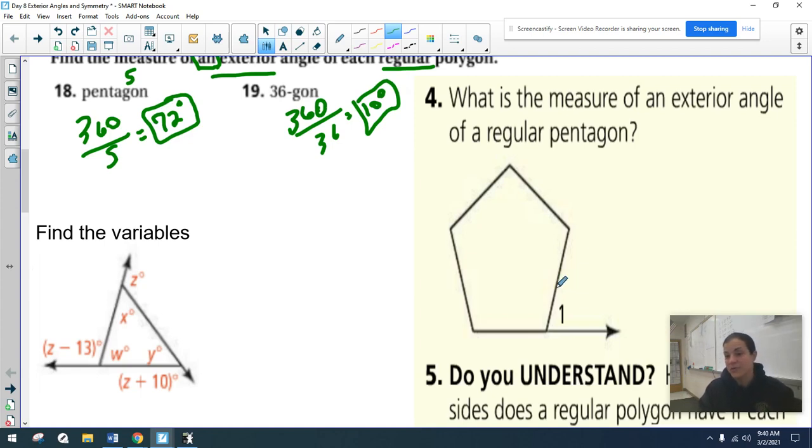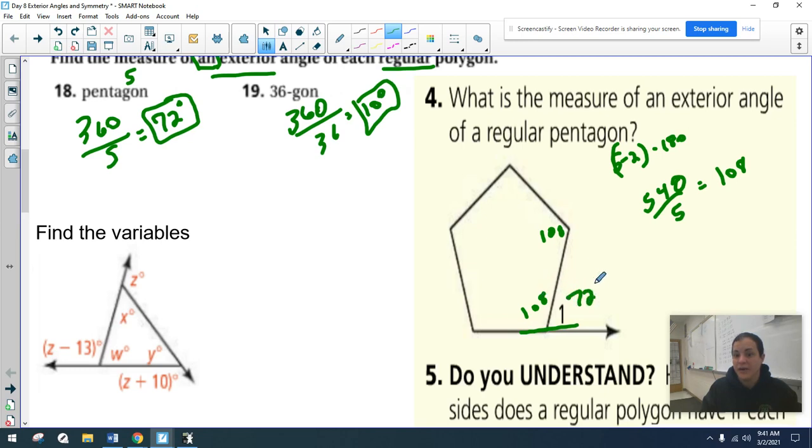Another way to do it, some people can't think like that since you don't see all 5 of them. But if you wanted to do the interiors, you could do the 5 minus 2 times 180 like we did yesterday. So that's going to be 540 total inside. And if you divide that by 5, this is what we did to get a single interior angle. So you had to do a whole lot more work to get the interior. This would have been 108 degrees for all of those. And since those two make a straight line, you can just take 180 minus 108 and get 72. So this is just an alternate way to do it. Obviously, this is easier and faster, but just to show you that there's 2 different ways to do it.